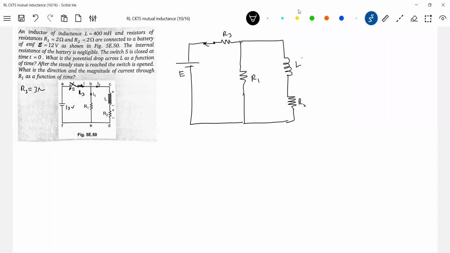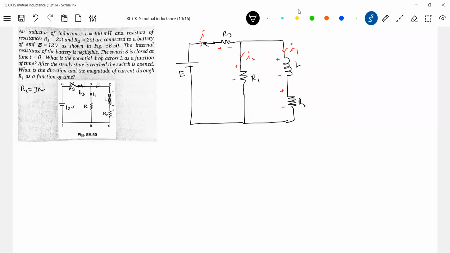Let's get into this one. So here, what is the method? Let the current here be I, let the current here be I1, let the current here be I2, and let the current here be I. I is equal to I1 plus I2. Then polarity plus minus. I'll treat the inductor as a circuit element. Write down the loop equation. So here, I1 is what? The current that is flowing through the inductor. That you have to keep in mind.